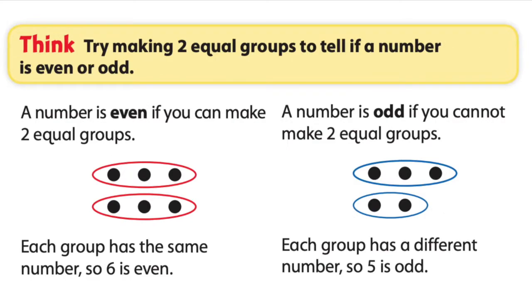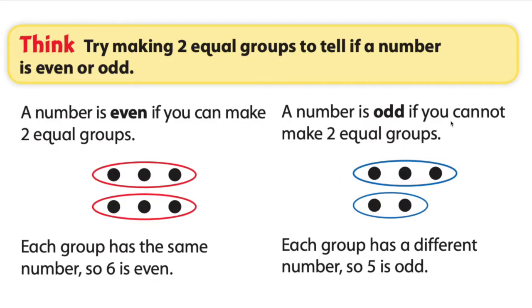The other way to check if a number is even or odd is to try and make 2 equal groups. This is like if you were trying to make 2 teams. A number is even if you can make 2 equal groups or teams. That 6 is still even because we can make 2 equal groups. Each group has the same, so 6 is even.